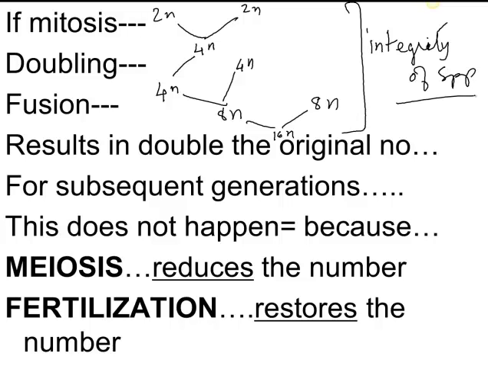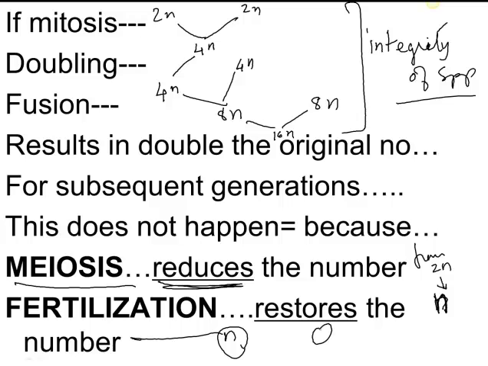So we do not want something like that happening, and that is why you have meiosis taking place. This reduces the number of chromosomes, and the fertilization process restores the number of chromosomes. It reduces the number from 2n to n. And fertilization restores the number, like a 1n egg and a 1n sperm. If they meet, I'll end up having a 2n sized baby, right?